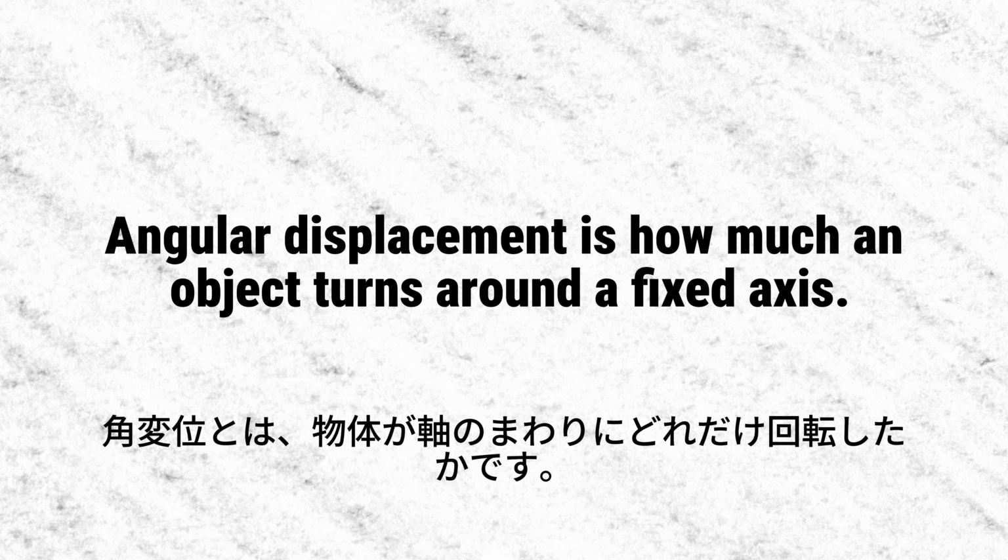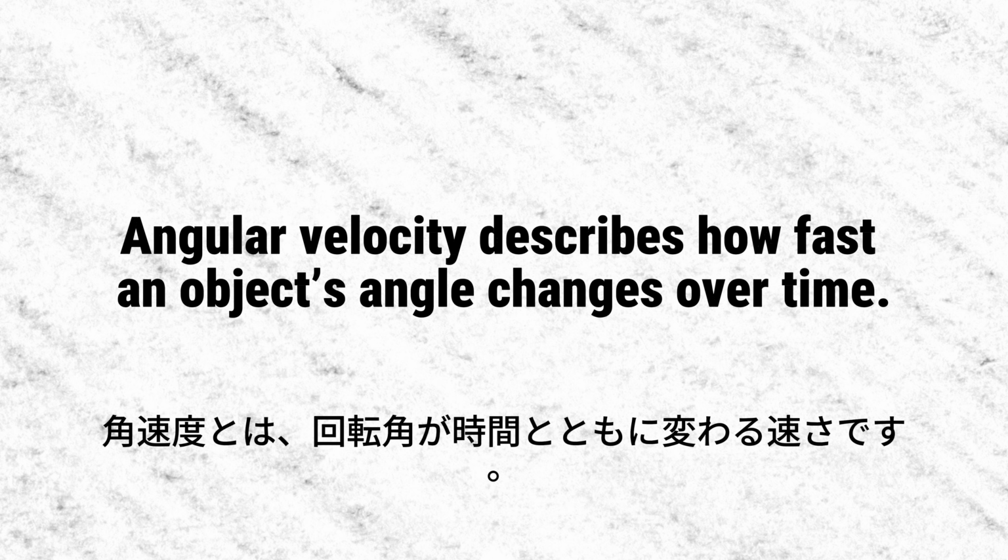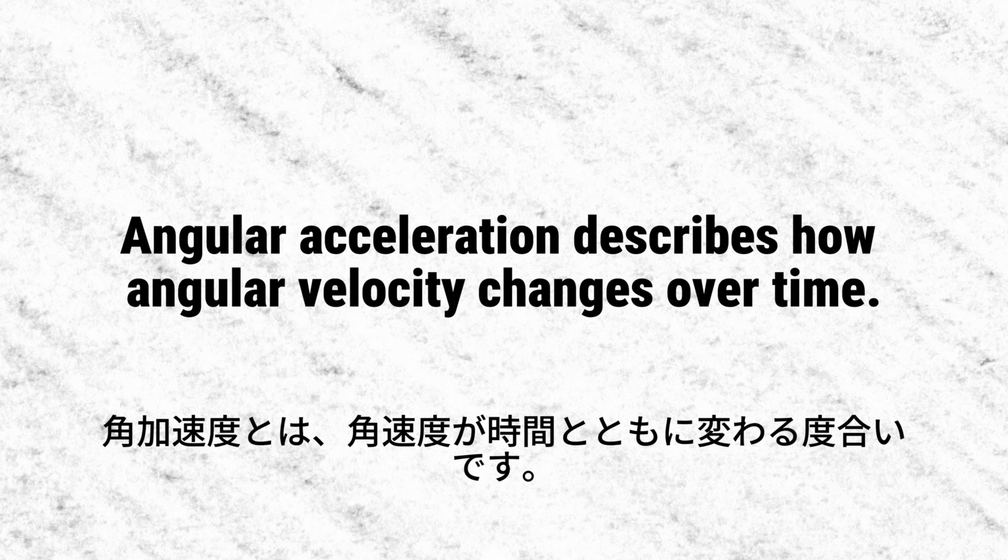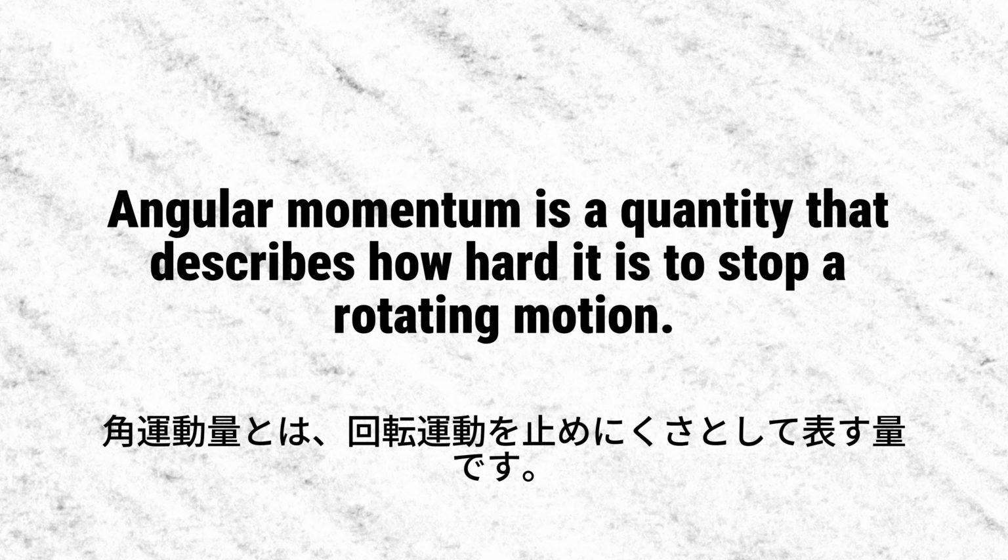Angular displacement is how much an object turns around a fixed axis. Angular velocity describes how fast an object's angle changes over time. Angular acceleration describes how angular velocity changes over time. Angular momentum is a quantity that describes how hard it is to stop a rotating motion.